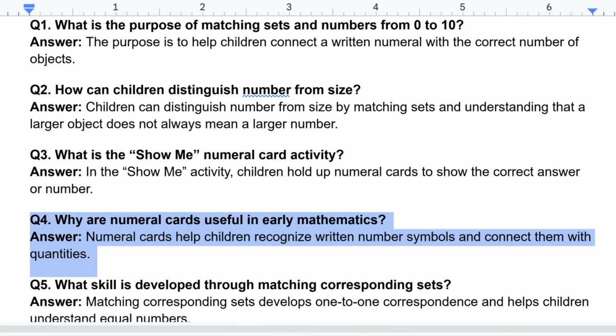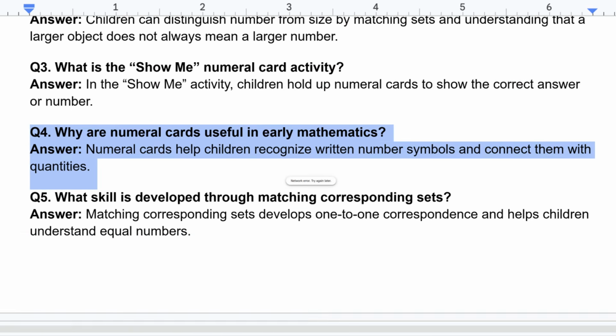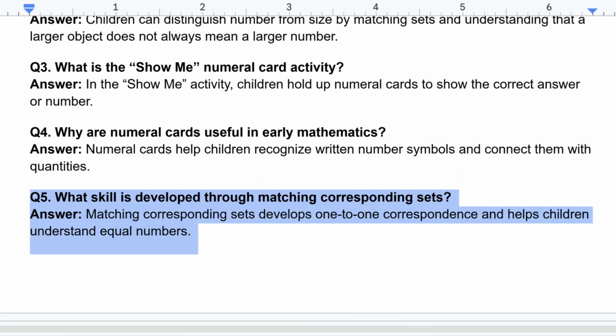Why are numeral cards useful in early mathematics? Numeral cards help children recognize written numbers, symbols, and connect them with quantities. What skills are developed through matching corresponding sets? Matching corresponding sets develops one-to-one correspondence and helps children understand equal numbers.